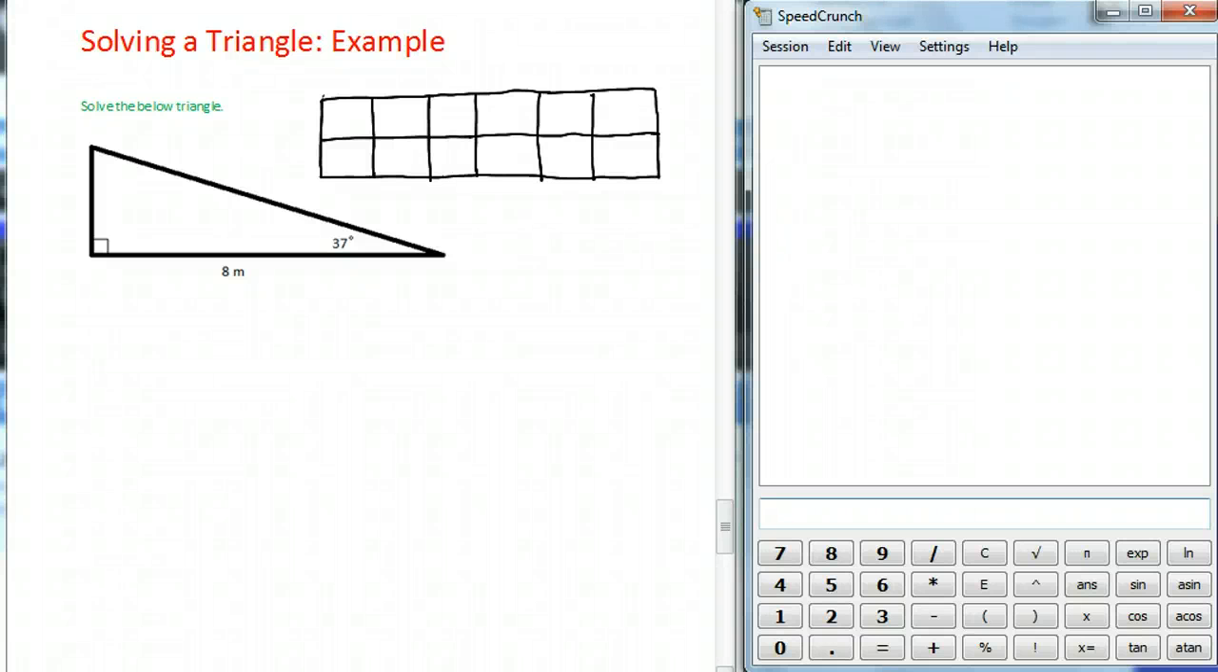Hello. In this video we're going to go through and solve a triangle. So the first thing we need to know is, what does solving a triangle mean? What it means is that we need to find all lengths and all angles associated with this triangle.